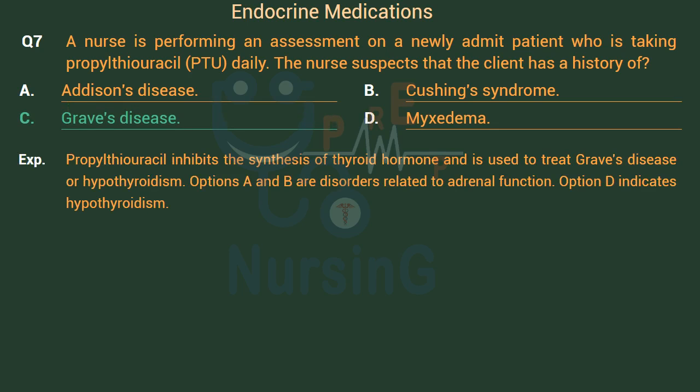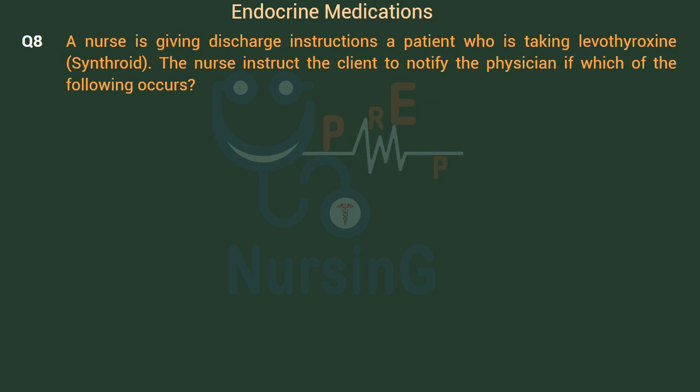Propylthiouracil inhibits the synthesis of thyroid hormone and is used to treat Graves' disease or hyperthyroidism. Options A and B are disorders related to adrenal function. Option D indicates hypothyroidism.